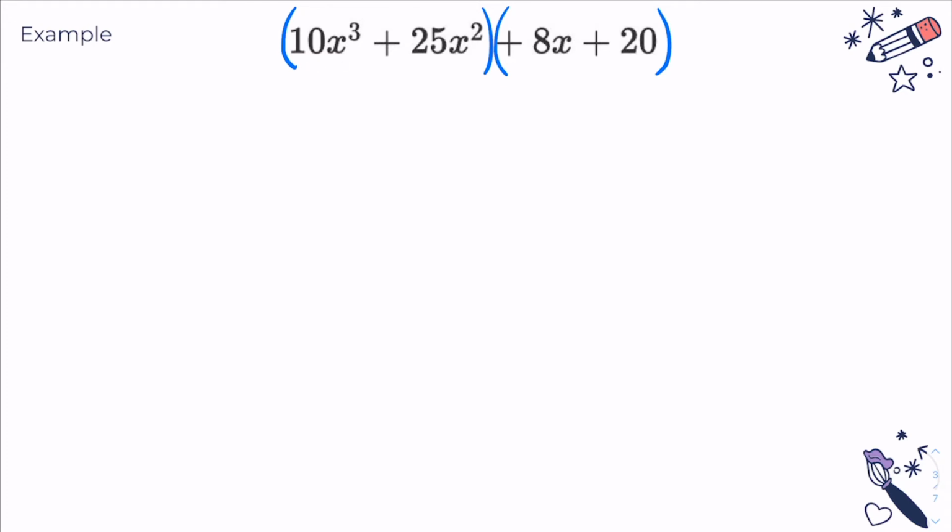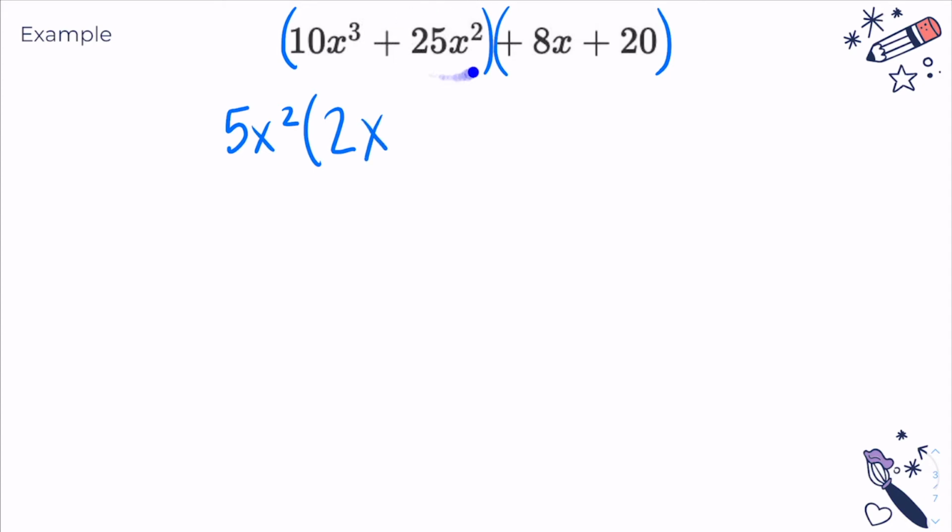Looking at these two terms, our GCF is 5x squared. Because 5 is the largest number that divides evenly into both 10 and 25, we observe both terms have x's. The smallest number of x's is x squared, so our GCF has x squared. And now to factor it out, we're dividing it out. 10 divided by 5 is 2. 3 minus 2 is 1, so we have x to the power of 1.